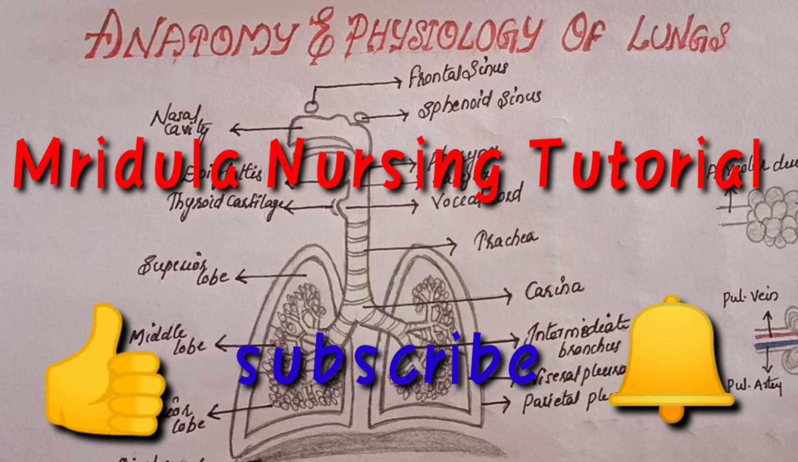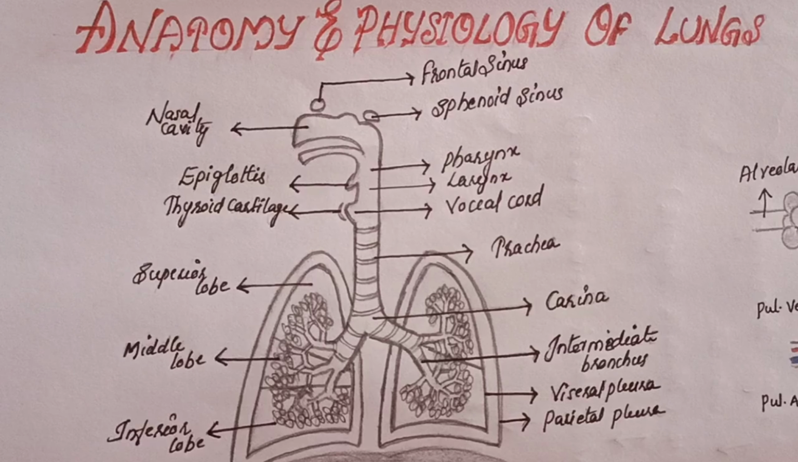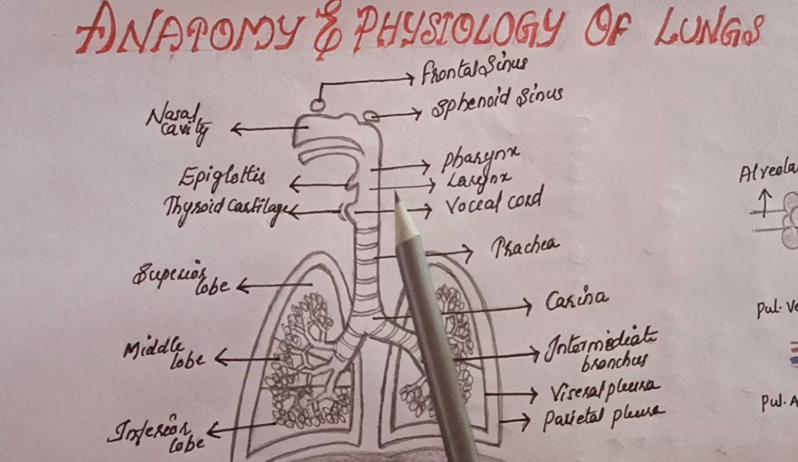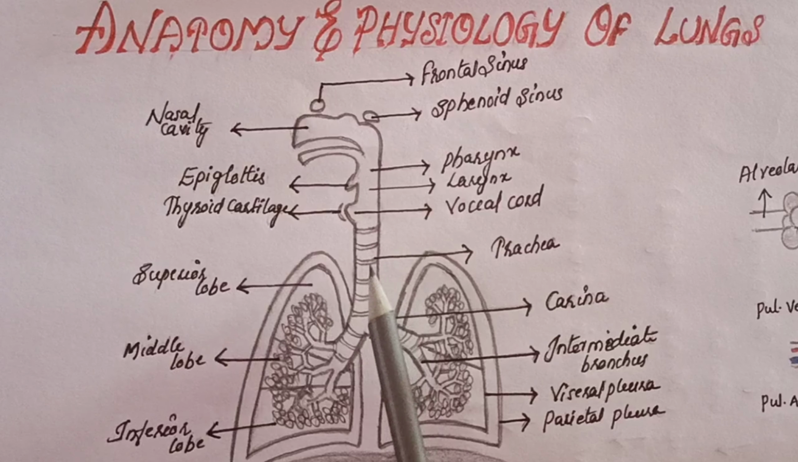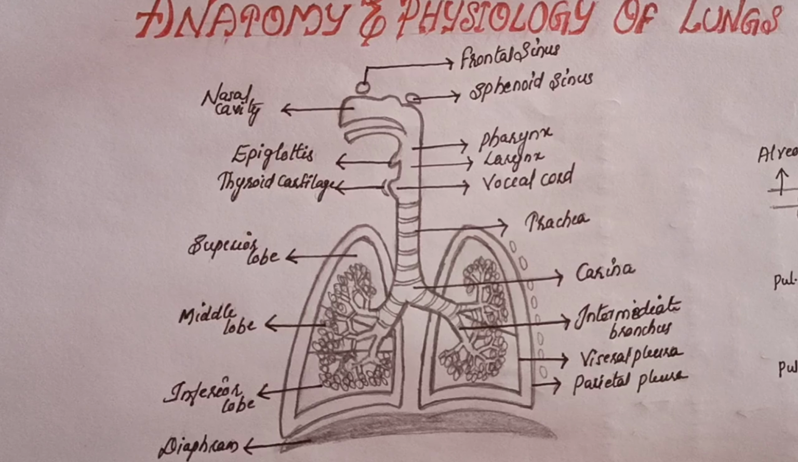Hello, today we are going to see anatomy and physiology of respiratory system. The respiratory system mainly consists of the nose or the nostrils, nasal cavity, pharynx, larynx, trachea, bronchus, bronchioles, alveolar ducts and the alveoli. For respiration, we need some more things.